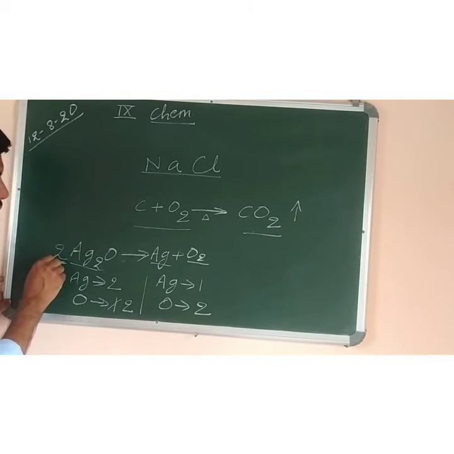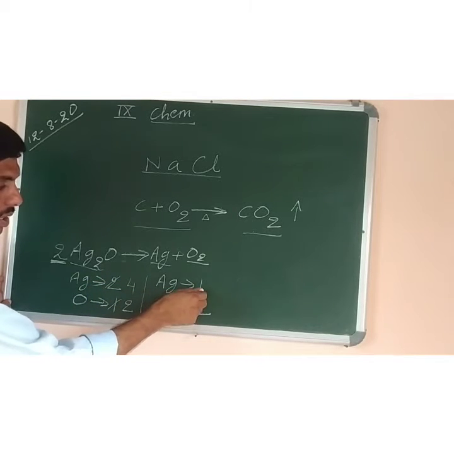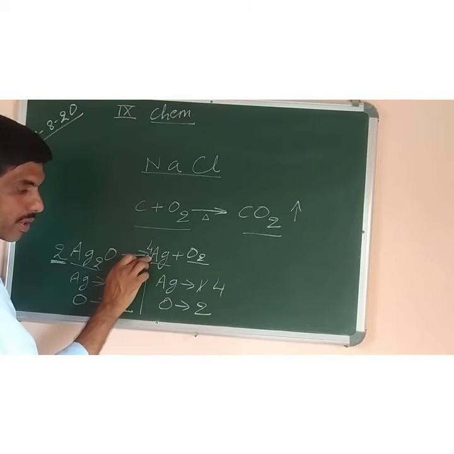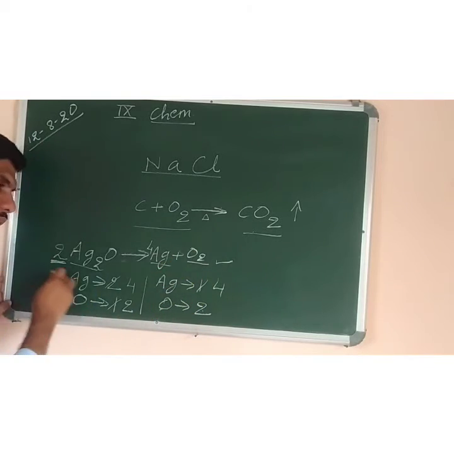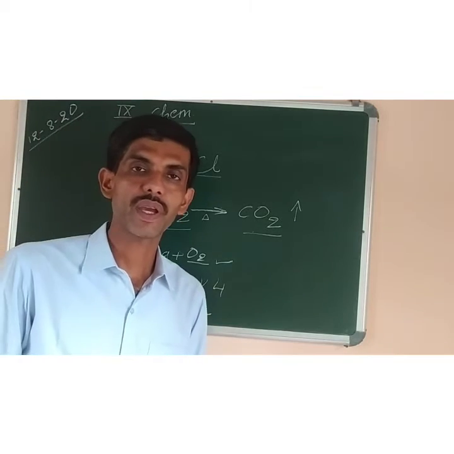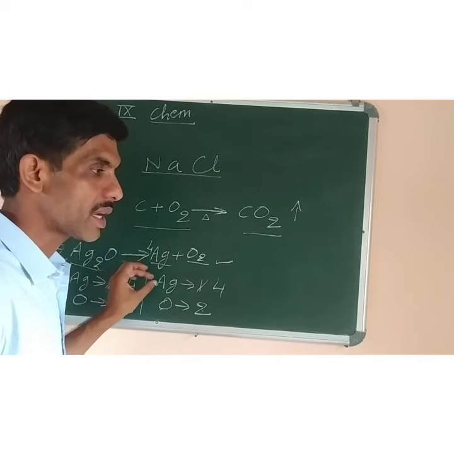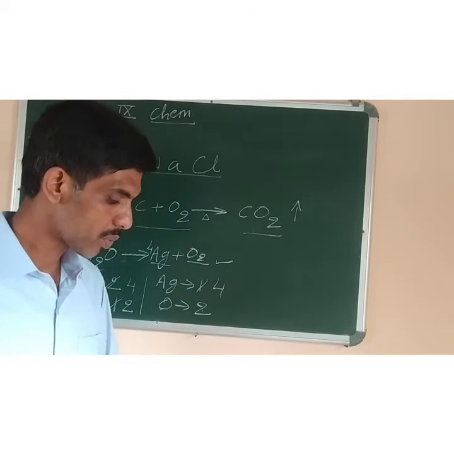If you write this 2, now the number of atoms of silver Ag will also change. That is 2 into 2, it becomes 4. Now here silver is 1 only, so we have to make it 4. To make it 4, we have to write 4 here in the front. Okay, 4 silver atoms, and oxygen is 2 already given. So now the equation becomes balanced. And this method of balancing chemical equations by choosing a number and trying it with different numbers is called the hit and trial method of balancing equations.